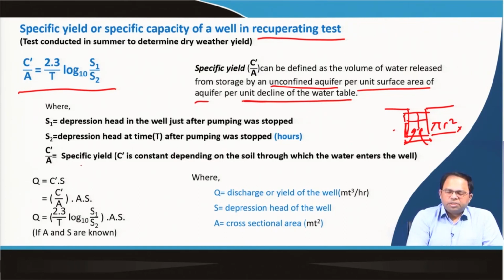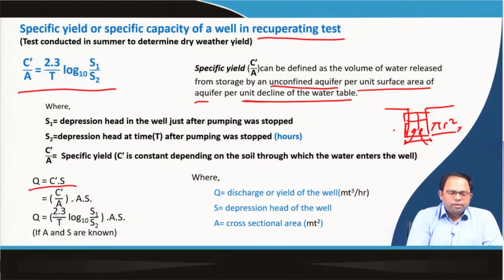So C dash A is the specific yield, which is constant depending on the soil through which the water enters into the well. So, based on the surrounding soil, we get a value of C dash. As we have seen, Q is equal to C dash, the specific yield, into the hydraulic gradient and also the area. So the yield is C dash A into S, and we can replace C dash A by 2.3 by T into log to the base 10 S1 divided by S2, and this allows us to determine the yield of a well based on the recuperating test.